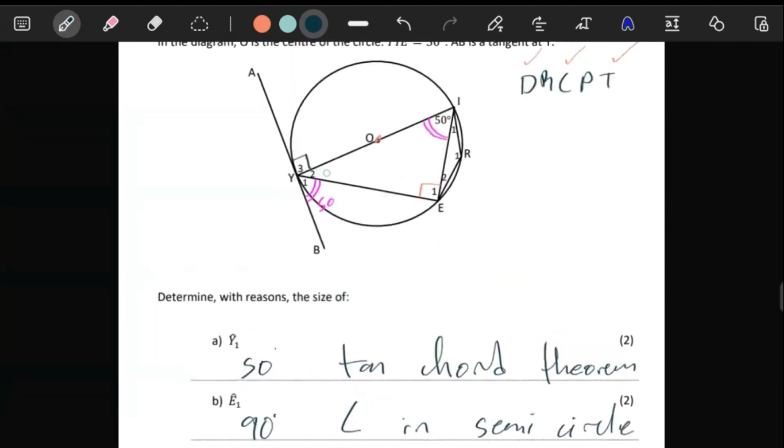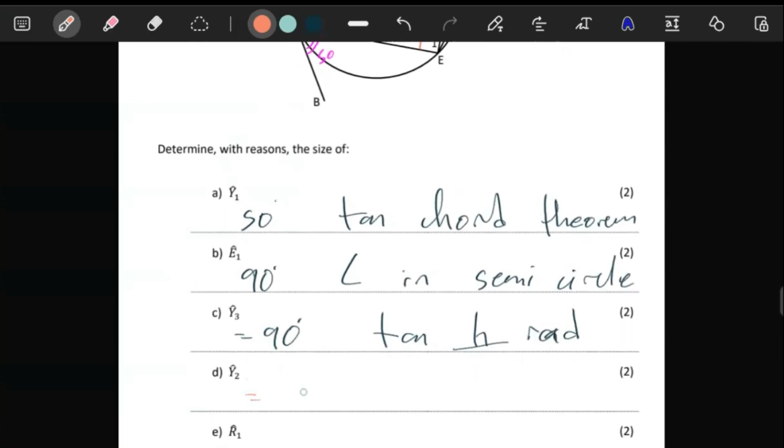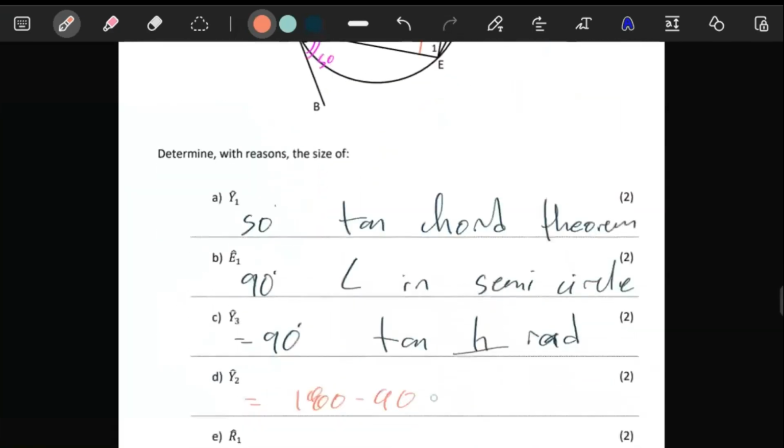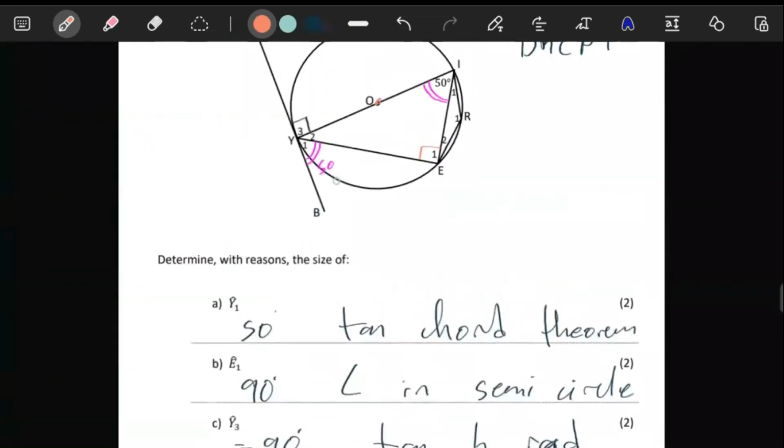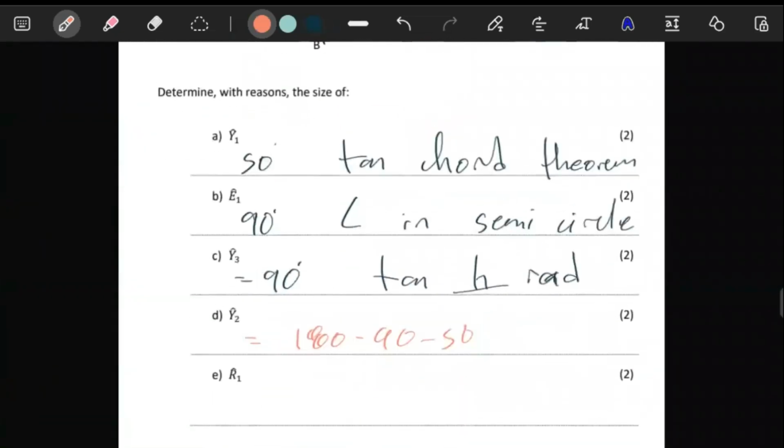Y2 is the middle part here, you see. There are different ways to get it. You can even just say angles on a straight line. Y2 is going to be 180 minus the 90 degrees there, minus the 50 on the other side over there. You're going to get 40 degrees. The reason is angles on a straight line.